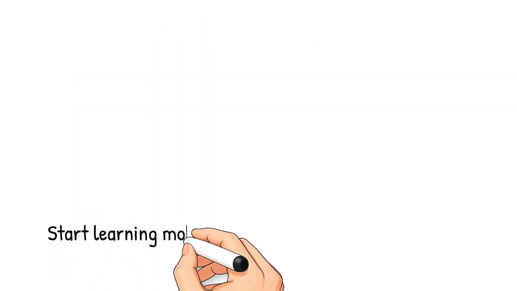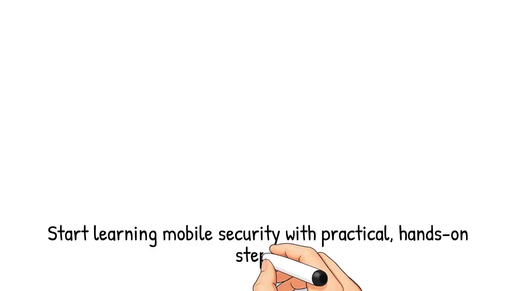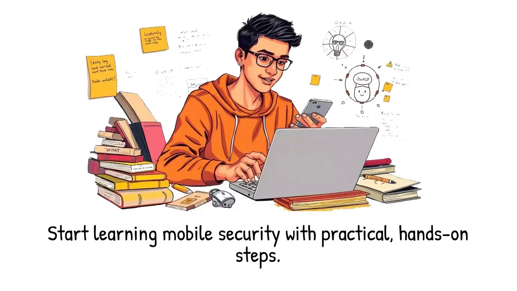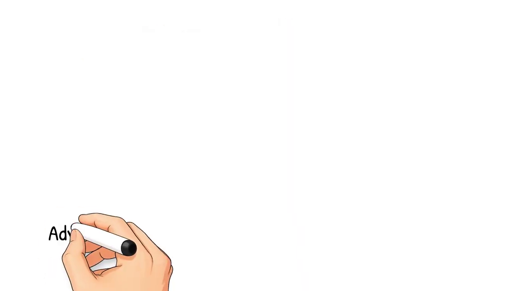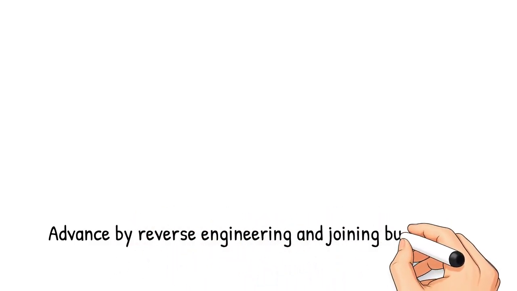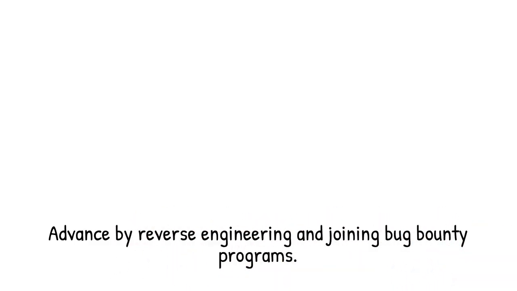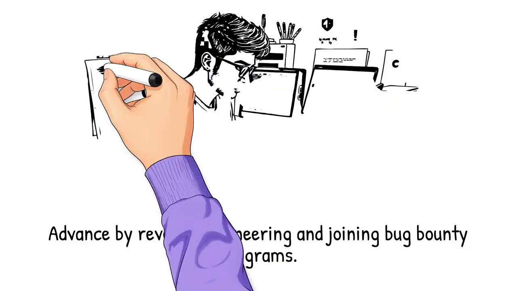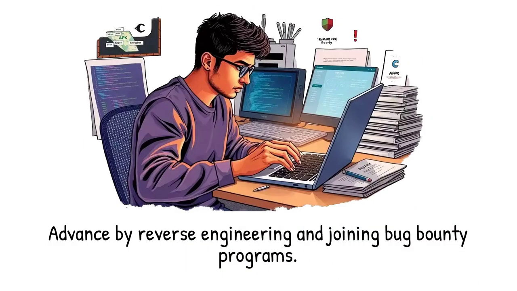If you're learning mobile security, start with the OWASP Mobile Top 10. Practice on intentionally vulnerable apps, learn Frida scripting, use Burp Suite for mobile interception, study both Android and iOS architecture, and try building your own secure app. Go further by reverse engineering sample APKs, joining bug bounty programs, and expanding your practical knowledge. By using real-world scenarios, you develop skills to protect and secure applications against modern threats.